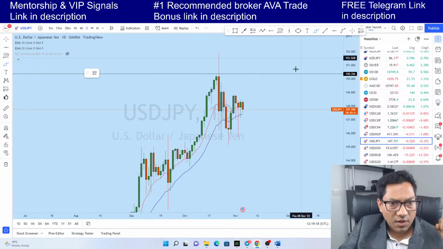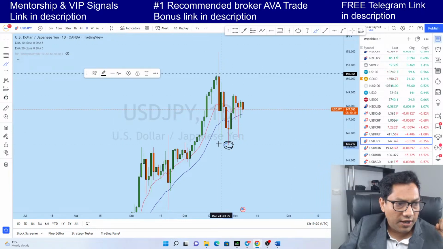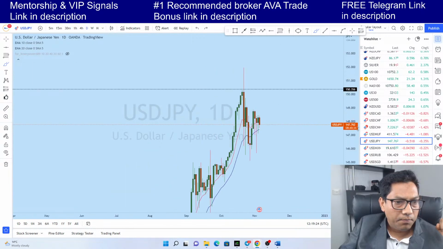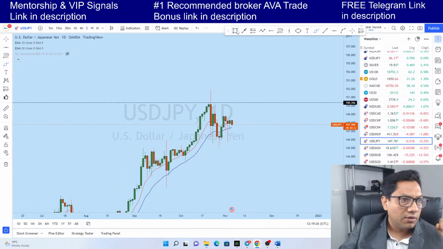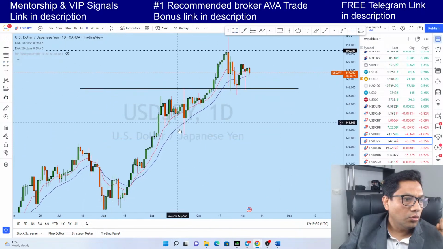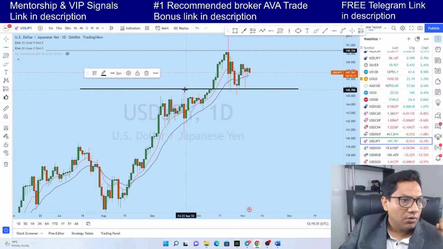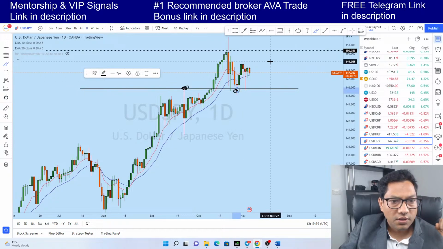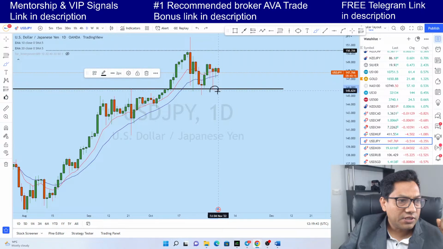Head, left shoulder and right shoulder in this very important previous resistance zone turning support. If we draw this one here, see with this long red candle, this is the previous resistance here, okay, which is turning support here. Right. So with that said, we can expect now a breakout.